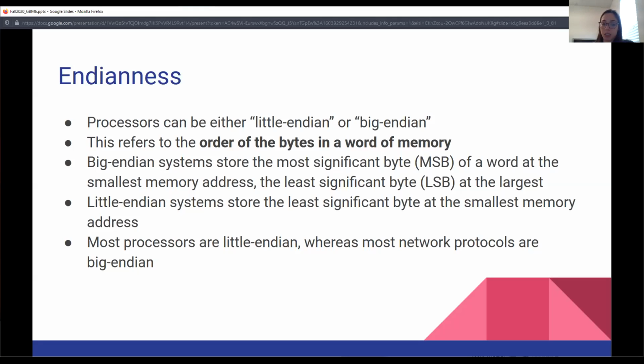Most processor architectures are going to be little endian. Most network protocols, however, are big endian. That's something useful to know. If you're writing some sort of network client or server, you often have to take this into account and use certain functions that translate for the different endianness. So that's just a side note. It will help us later when we're looking at a disassembled program.